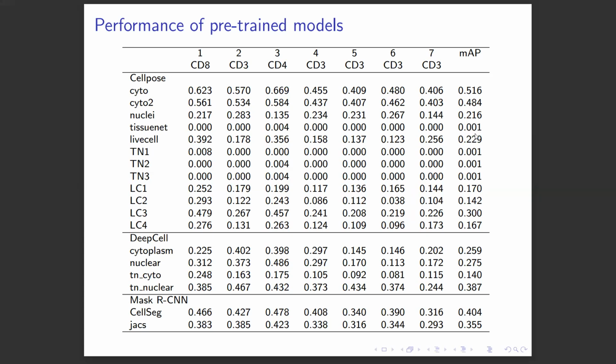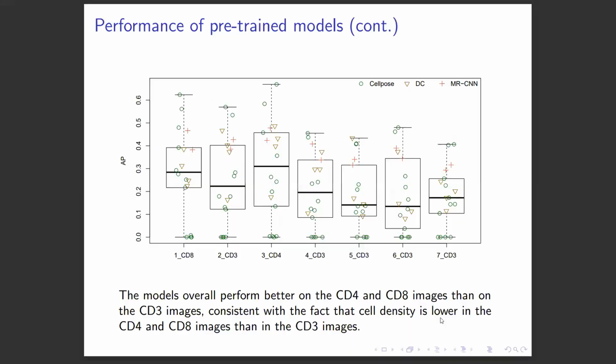And then DeepCell, it disappoints. And then this is the Mask R-CNN. This is from computer vision. It performs decently. It is something that's designed to work with everything, and it works not bad for cells.